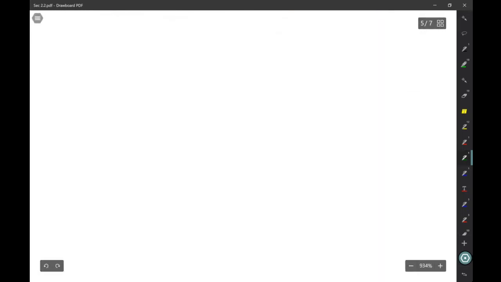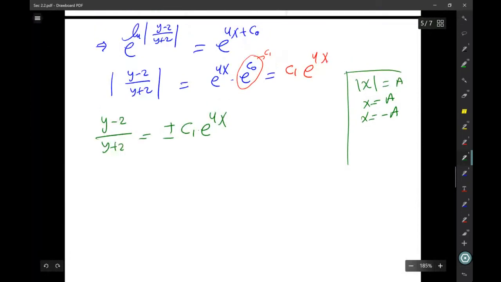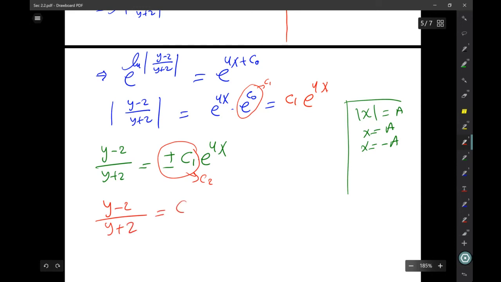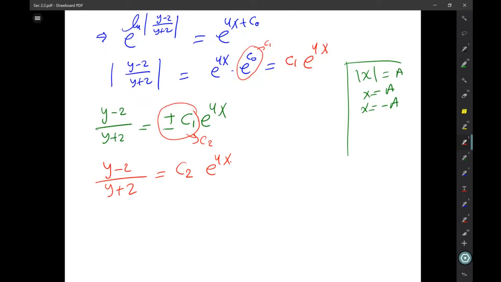Now, positive or negative for the constant c, either way it is still another constant, called c2. This here, y minus 2 divided by y plus 2 is equal to a constant c2 e to the power 4x. Now multiplied by y plus 2, it becomes y minus 2 is equal to c2 e to the power 4x times y plus 2.